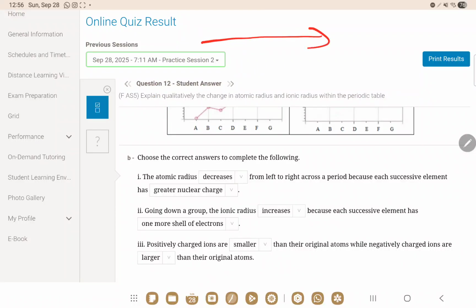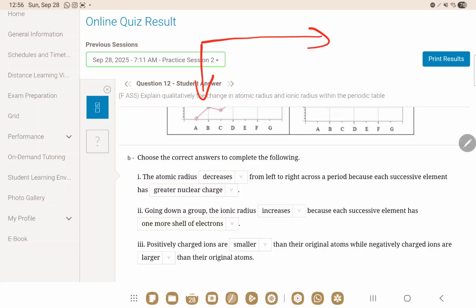Why? Because you have a higher nuclear charge. Since you have a higher nuclear charge, you have more protons pulling in the same energy level of electrons. So it's going to decrease. Now, going down a group, the ionic radius will increase. Why? Because you have an extra shell, you have more shielding. So it's obviously going to increase if you have more shielding.